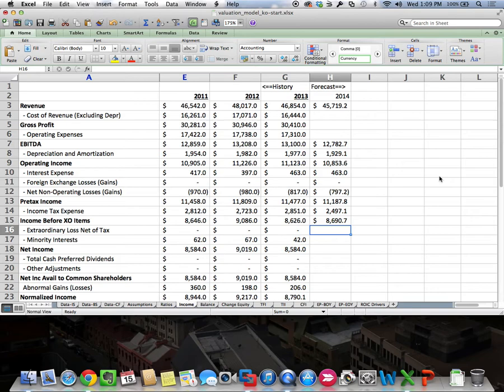Next, extraordinary loss, net of tax. The key word there is extraordinary. Extraordinary things shouldn't happen over and over and over again. Therefore, we're not going to forecast them. We're going to leave that at 0.